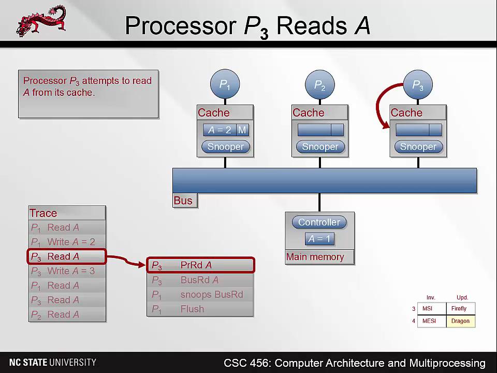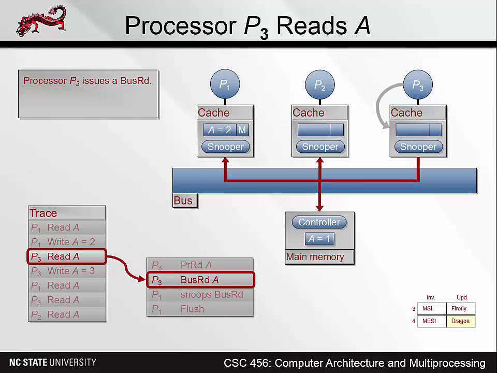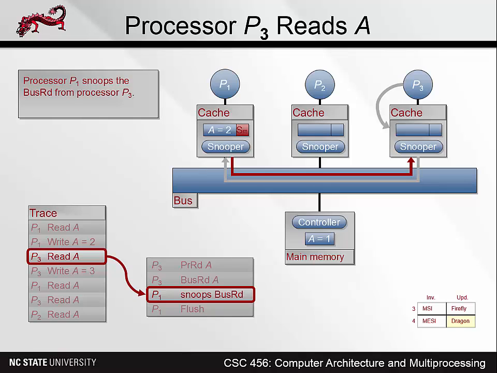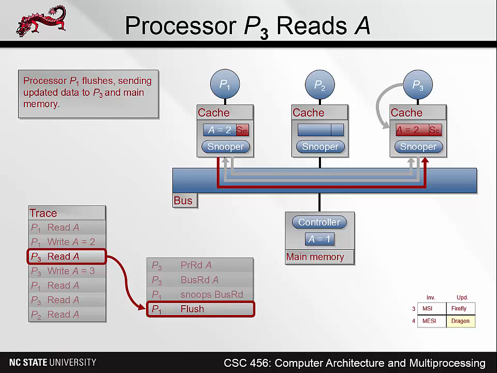Now, P3 tries to read A. This causes a cache miss, so a bus read is issued. P1 snoops the read and changes its state to SM, because although P3 is reading the block, P1 is still the most recent processor to write the block. P1 flushes the block across the bus, where it is picked up by P3.